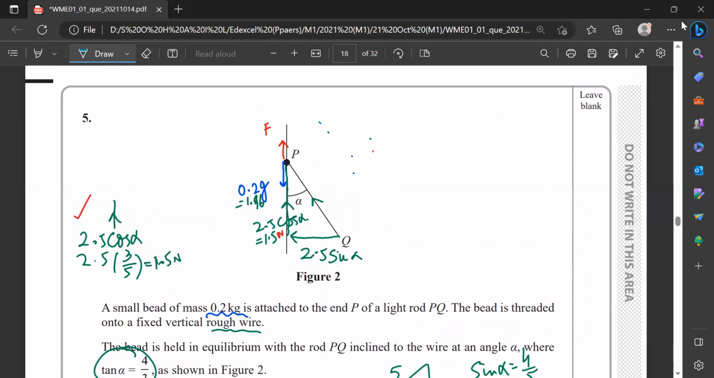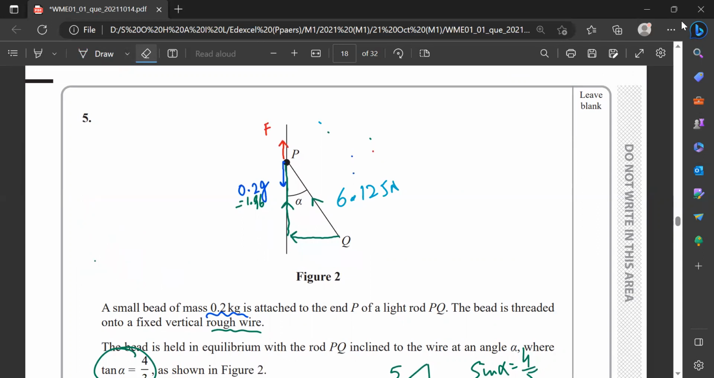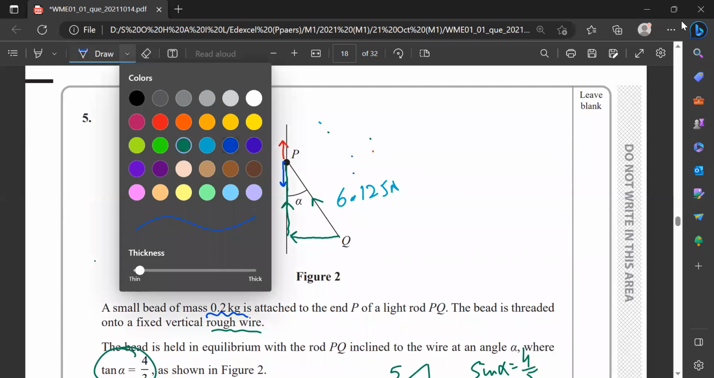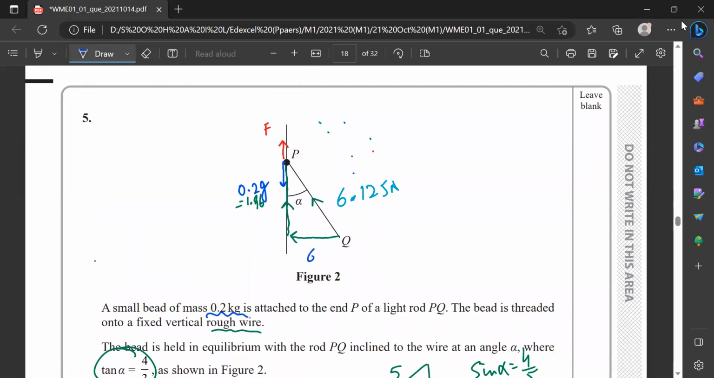So now the thrust is 6.125 newtons, and obviously these two values will be different now. So I'm going to erase this working, which was for part A. Here what I can do is 6.125 sine of alpha here, 6.125 cos of alpha here, simple.